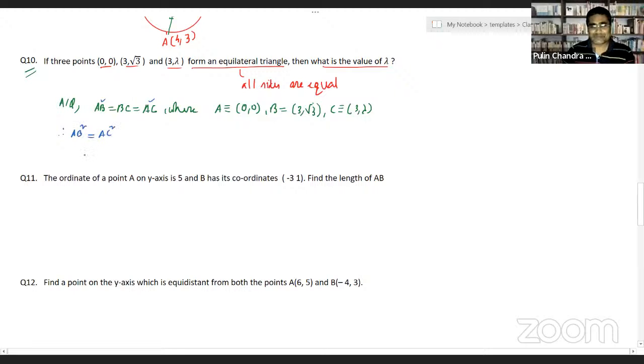हमने स्क्वायर कर दिया, इसमें देने के बाद AB स्क्वायर अगर पकड़ेंगे तो देखो 3 - 0 होल स्क्वायर डायरेक्टली कितना होगा? 9. ठीक है, ओके. √3 - 0 होल स्क्वायर कितना होगा? 3 हो गया. बस एक कहानी खत्म. AC का बोलो भैया, AC का क्या करोगे? 3 - 3, 3 - 0, 9 हो गया.